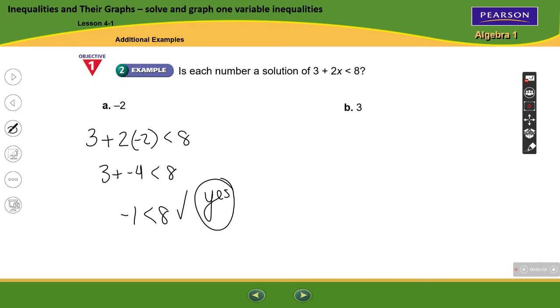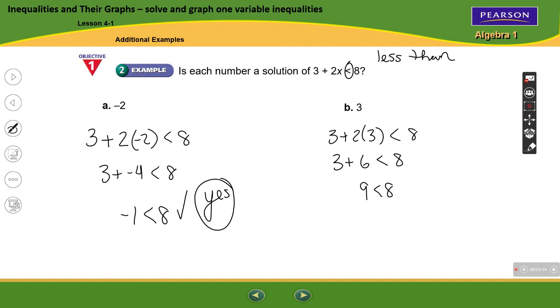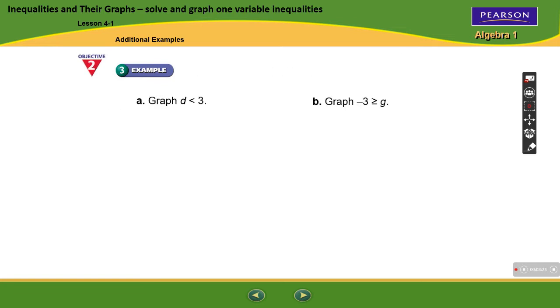And again, we got to be able to read these symbols in order to do these problems. This is the symbol for less than. 3 plus 2 times 3. Is that less than 8? Well, let's check it out. 3 plus 6. Well, that's 9. Is that less than 8? The answer is no. 9 is not less than 8. 9 is more than 8. Sweet. On to the next one.